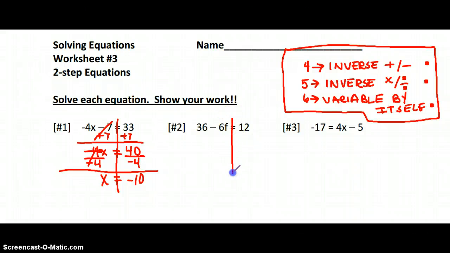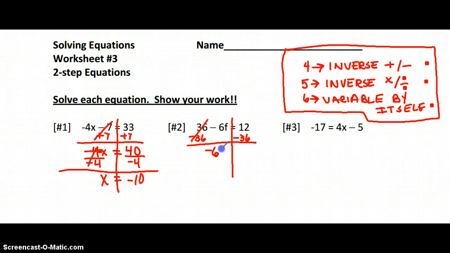Let's look at number 2. 36 minus 6f equals 12. Do I have any adding or subtracting with the variable? Well, this 36 is being added to this negative 6f. So let's get rid of this addition by subtracting 36. What I do to one side, I do to the other. 36's went away. That's great.